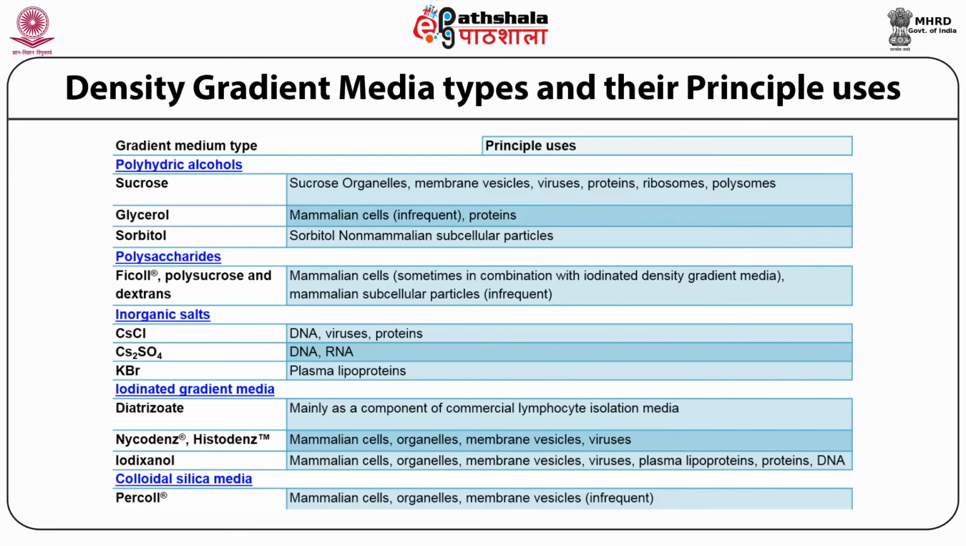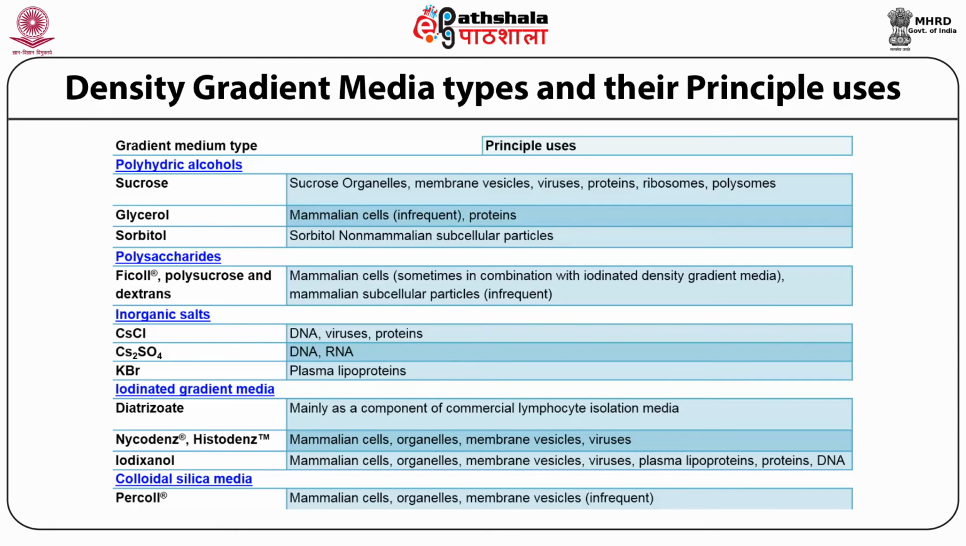It is a very water soluble molecule and has very high density. It can be used for the separation of mammalian cells and proteins. Sorbitol is another polyhydric alcohol, and it is used for the separation of non-mammalian subcellular particles. Another group of molecules that can be used for density gradient media preparation are the polysaccharides such as Ficoll, polysucrose, and dextrans. These are used for the separation of mammalian cells, sometimes in combination with the iodinated density gradient media.